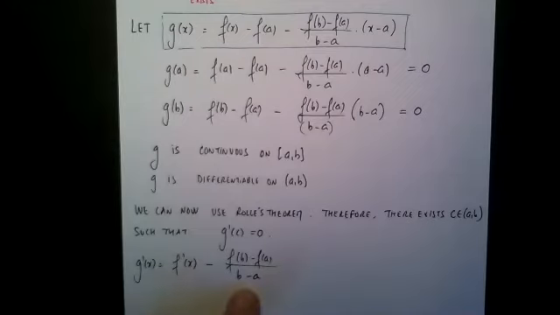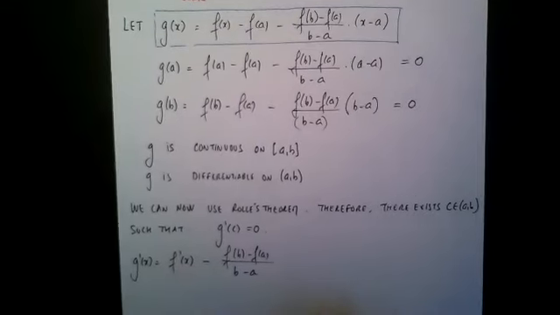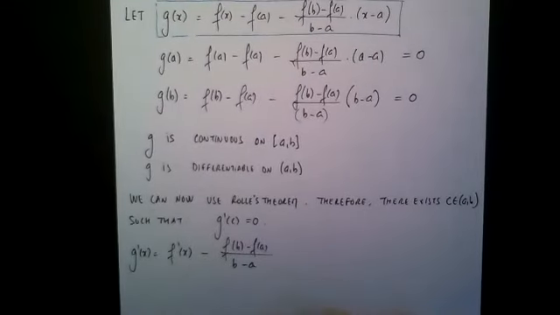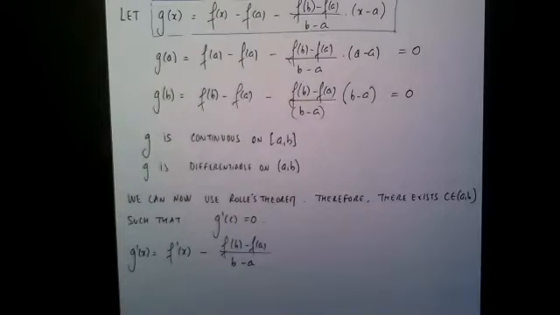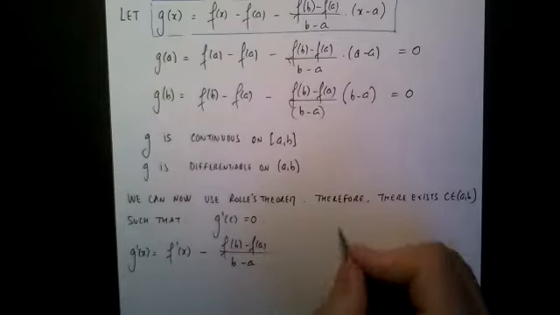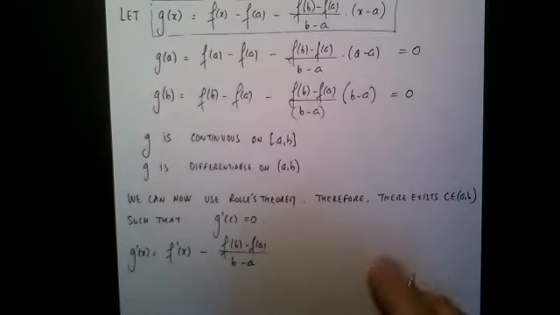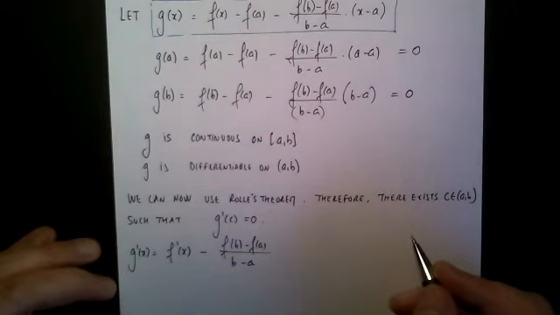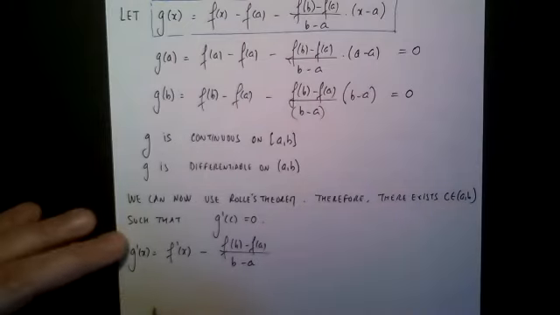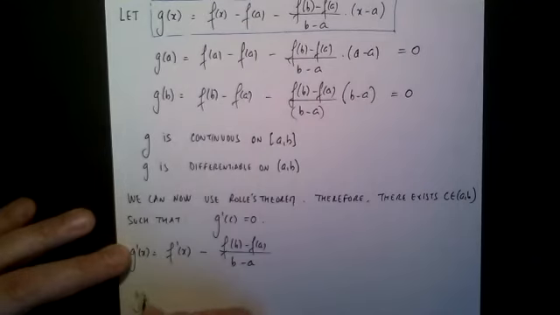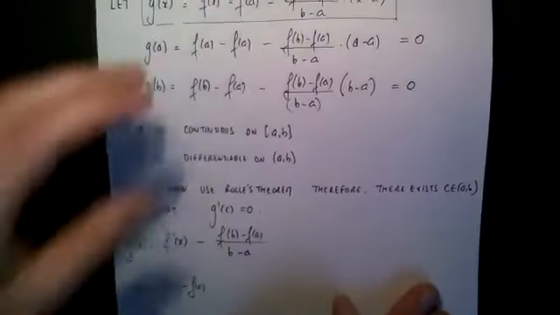Would you like me to repeat how I got this derivative? Yes. Okay, so let me just go here. G of X. I want to leave some space to show you where I got this function from. G of X is equal to F of X minus F of A.